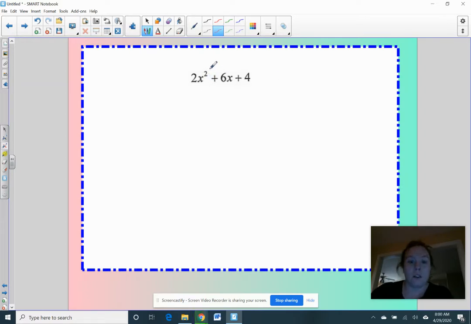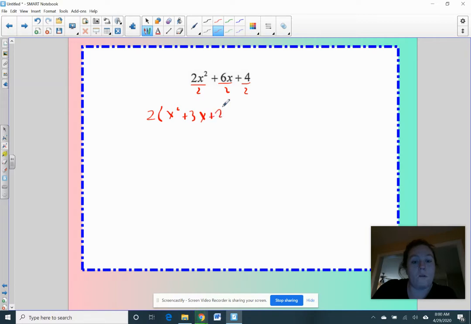So let's look at this example. 2x squared plus 6x plus 4. I'm hoping you guys all realize they're all even numbers, and so they all have a GCF of 2. So what I could do is divide each of these by 2. I'm going to factor out a 2. So I'm going to get 2. This is going to be x squared. 6x divided by 2 is 3x. And then 4 divided by 2 is 2.